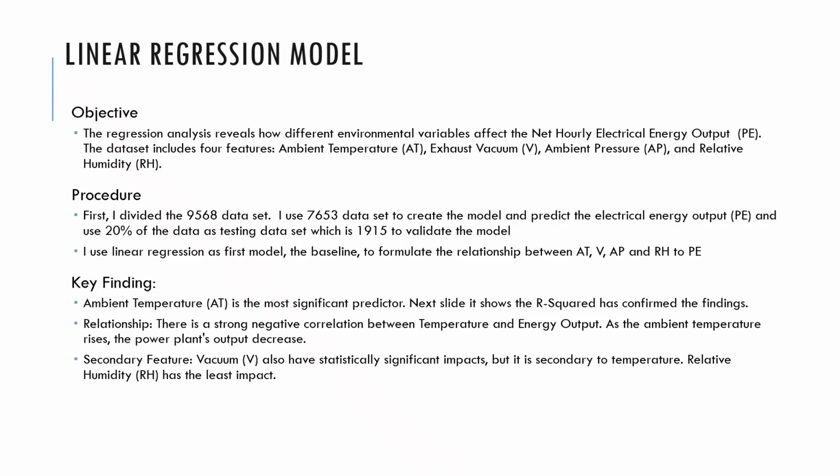The regression analysis reveals how different environmental variables affect the net hourly electrical energy output, PE. The data set includes four features: ambient temperature, AT, exhaust vacuum, V, ambient pressure, AP, and relative humidity, RH. First, I divided the 9,568 dataset. I use 7,653 data to create the model and predict the electrical energy output, PE, and use 20% of the data as the testing dataset, which is 1,915, to validate the model.